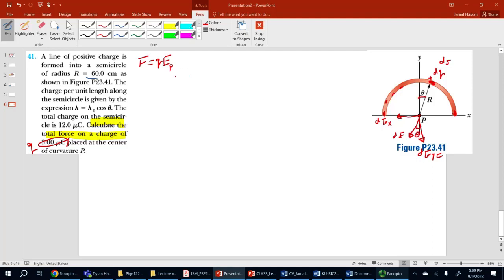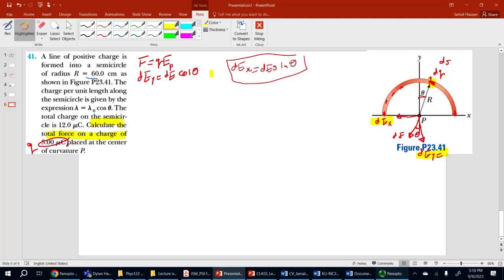Now dEy is equal to dE multiplied by cosine theta, and dEx is equal to dE sine theta. Of course, this is for one piece, so you have too many dEx and too many dEy, because this is not the only piece on the semicircle. You have too many of them.